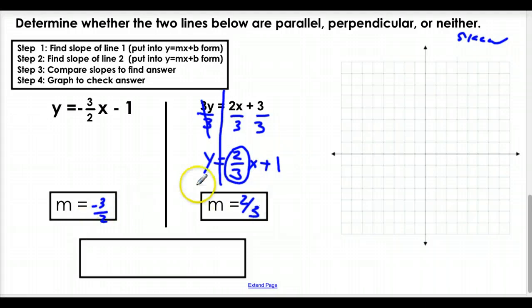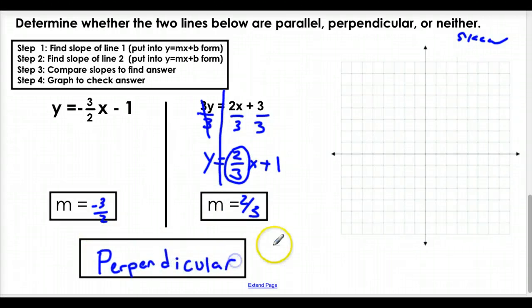So if I'm looking at these two slopes, this one's negative 3 over 2, this is 2 over 3. Do I know if these are parallel, perpendicular, or neither? Well, looking at these, I can tell that since this is negative 3 over 2 and this is 2/3, they are opposites and reciprocals. So these would be perpendicular, opposite reciprocals. And just in case you don't believe me, it's always good to practice by graphing it.